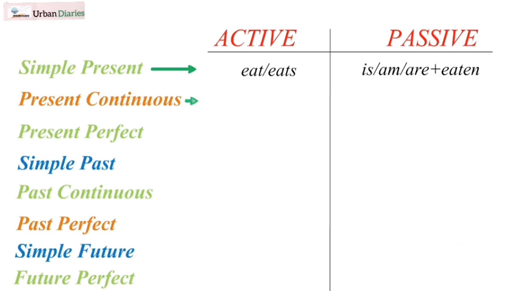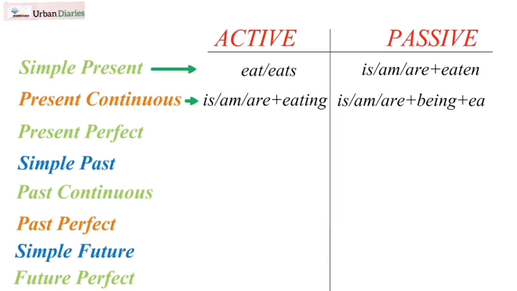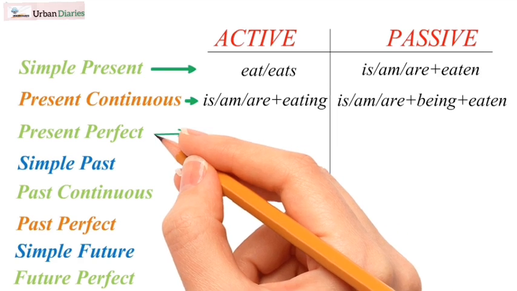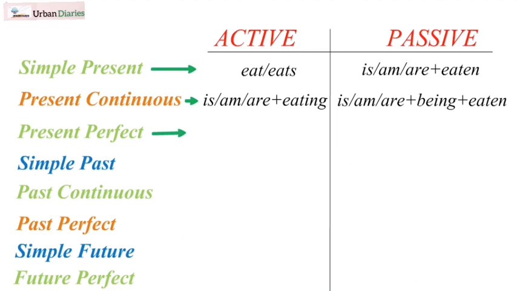Next is present continuous. In active voice we write I am eating the apple. In passive voice we'll say the apple is being eaten by me. Present perfect. In active voice we write I have eaten the apple.